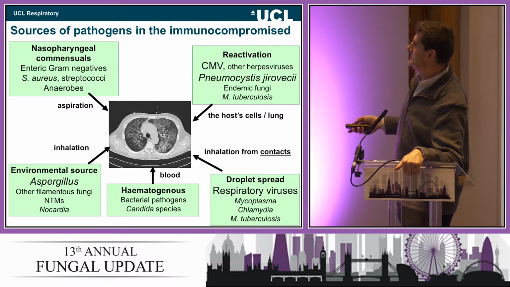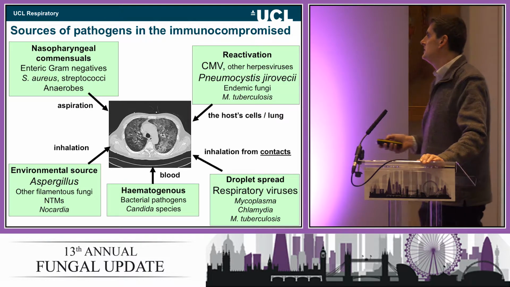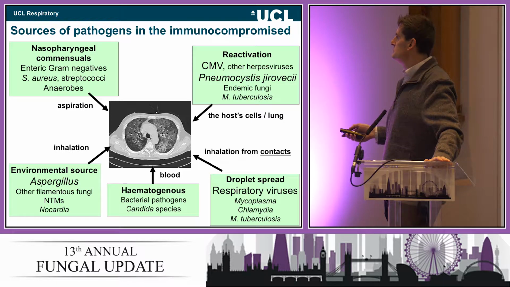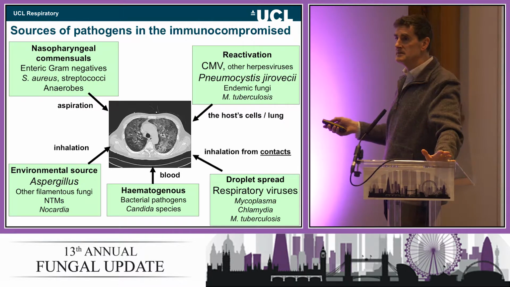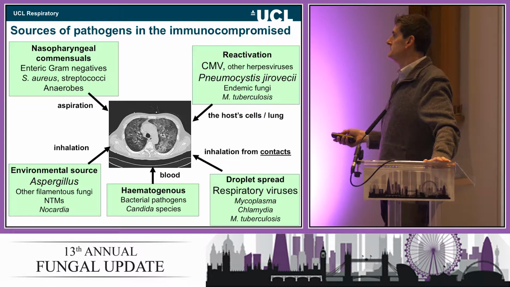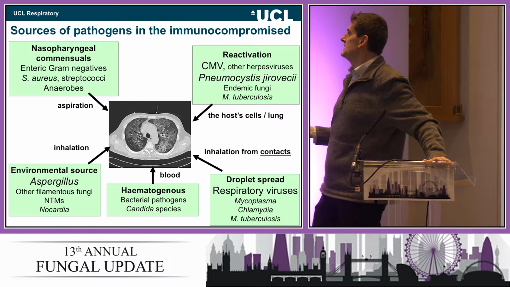And then there's the environmental organisms, which is largely Aspergillus. There are some rare other fungi that can be a problem, Nocardia and non-tuberculous mycobacteria, which I'll touch on briefly. You inhale these things. Everyone inhales Aspergillus the whole time. I mean, it's ubiquitous, and most of us have an immune system which fights that off. But if you don't have an immune system that fights that off, you will get an Aspergillus pneumonia.